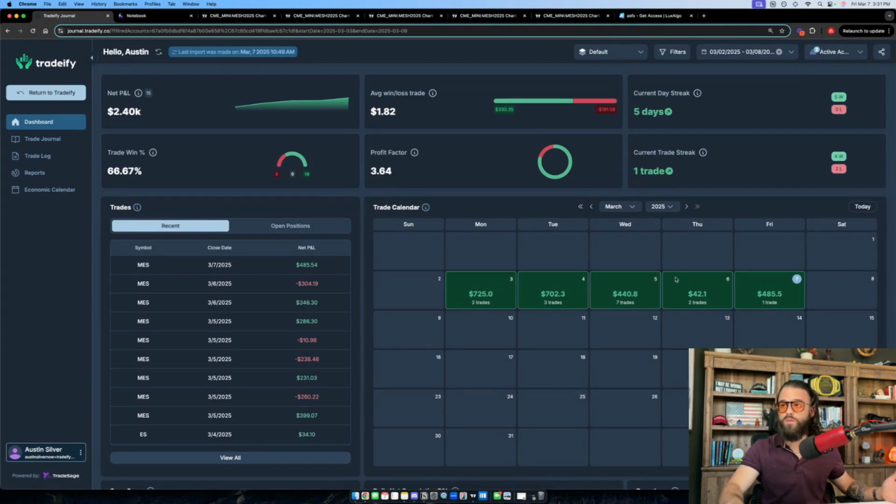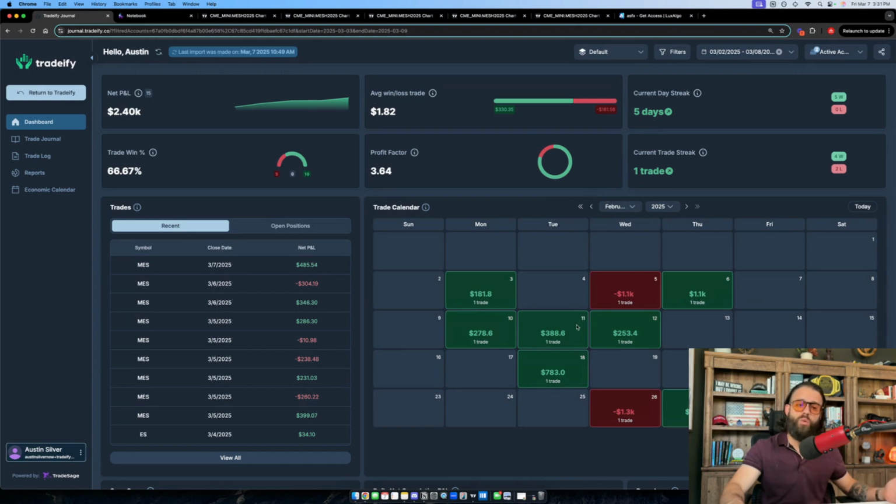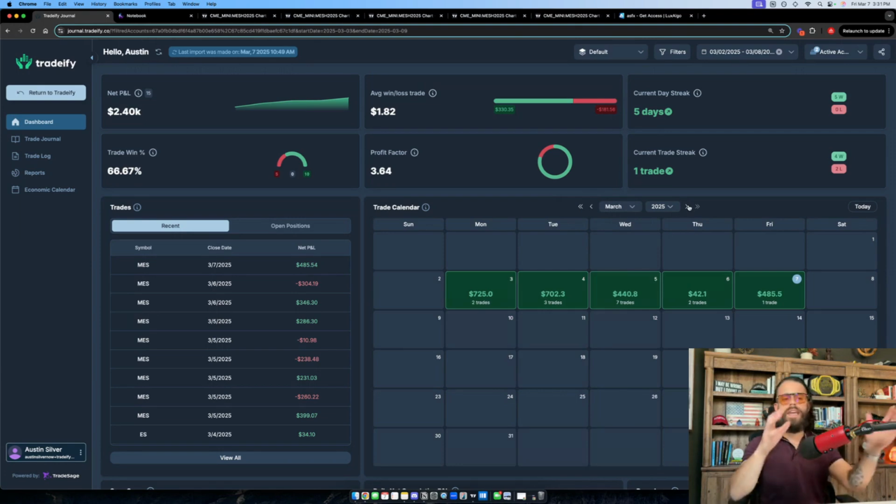Here you can see this week really good, up 2,400. You can see back in February, still pretty consistent, only 2 red days, up in February as well. So consistency in outcome looks like this. You string more green than red when you're consistent in your process. So let's go over these trades on Tuesday.